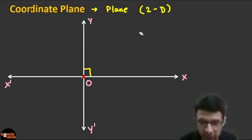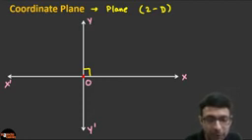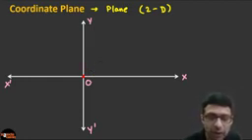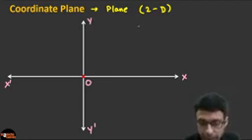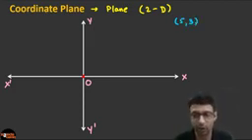Now let's say we want to plot some point, let's say (5, 3). So let's say we want to plot a point here. I'm just going to erase this perpendicular also, since you have understood that. Let's say we are interested in plotting the point (5, 3). So where is that going to be? Let's take a look.